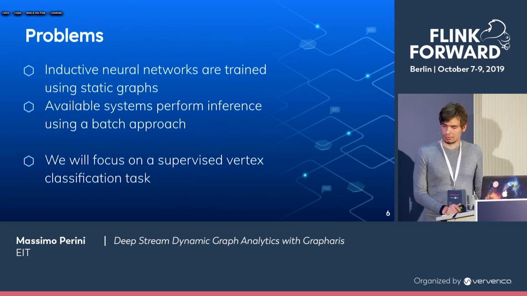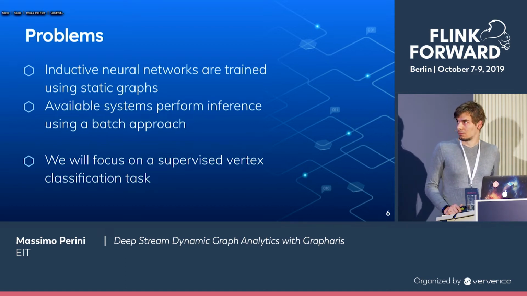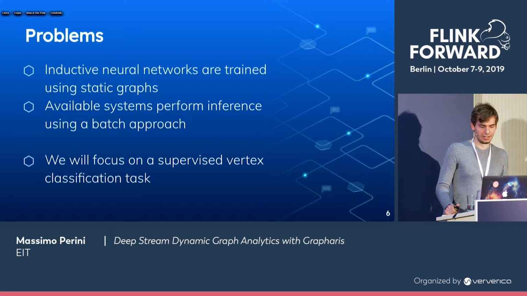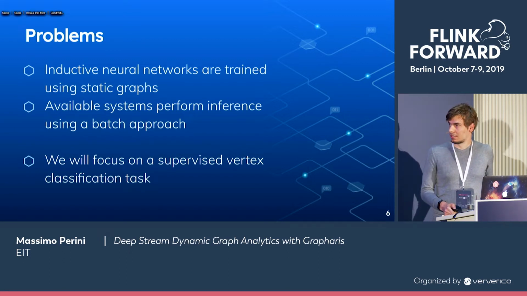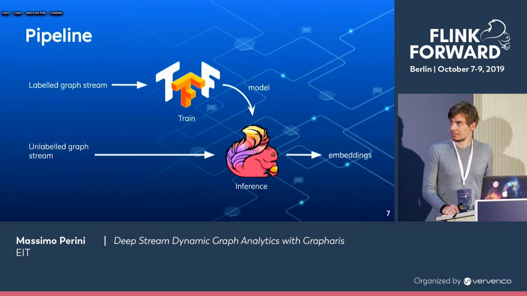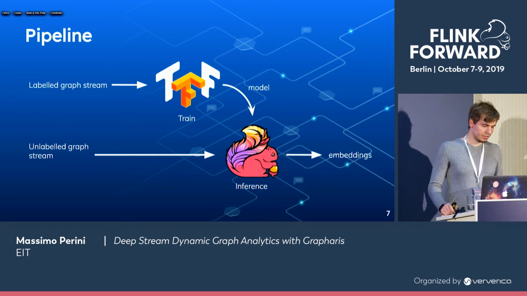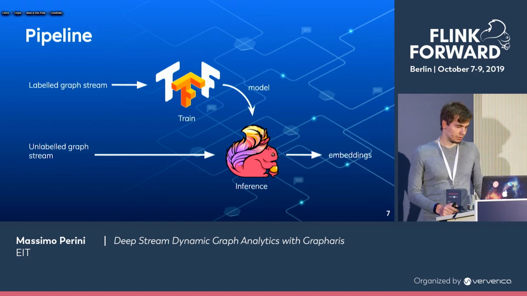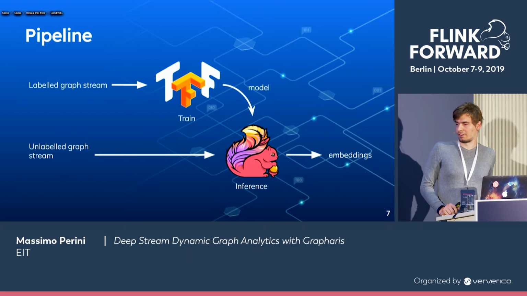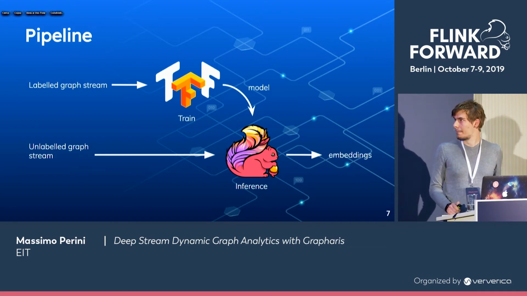What are the problems that we are trying to solve? We try to solve 2 main problems. The first one is that GraphSAGE requires a static graph. GraphSAGE learns how to compute embeddings given a static graph, and the available systems perform inference, so perform prediction, only from static graphs. The idea is that we can then build something like this, where we have a labeled stream of vertices that we can use to improve our model, and then we can use the model to perform inference over an unlabeled stream of vertices. And in this case, we can generate embeddings or machine learning predictions of vertices.